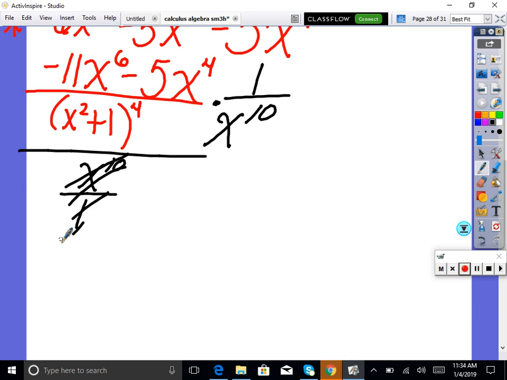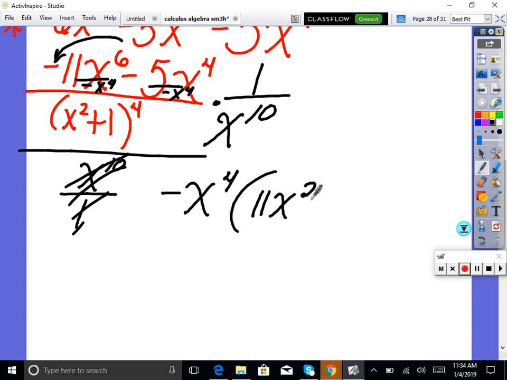Does everybody see where I'm at? Okay. So on top here, because we multiply straight across, I can pull out an x to the 4th, and because there's a negative in front, I'm going to pull out negative x to the 4th. So divide by negative x to the 4th. Then left in my first term is positive 11x squared, isn't it? And then we have plus 5.